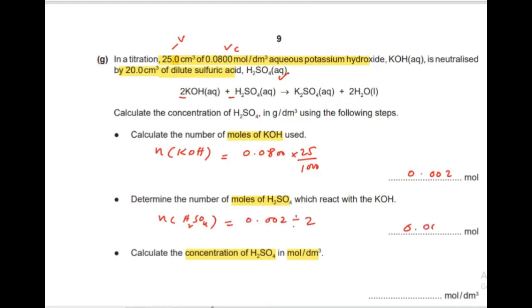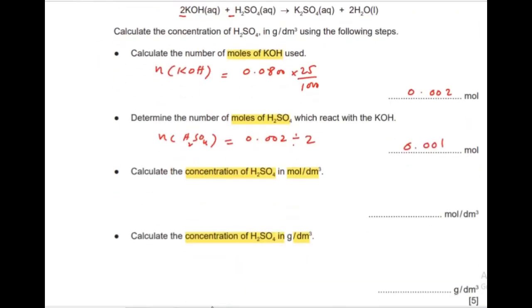Okay, so you will get the moles of sulfuric acid. Then calculate the concentration of sulfuric acid. Whenever you want to calculate the concentration, you can use the same formula: n is C times V by 1000, so this volume must be in cm cubed. To get the concentration, rearrange this formula: n times 1000 by V. You know the number of moles, 0.001, then 1000, and the volume is given.